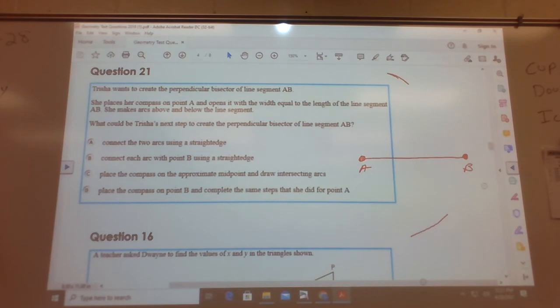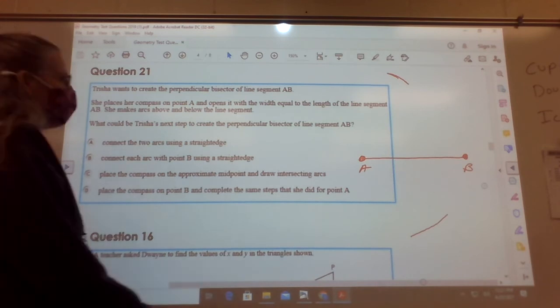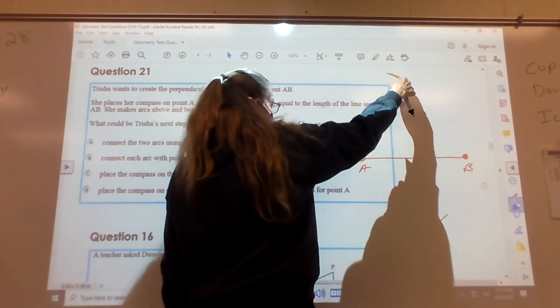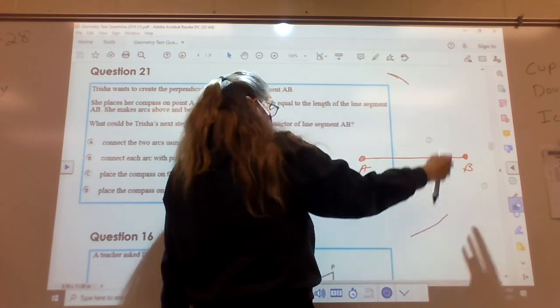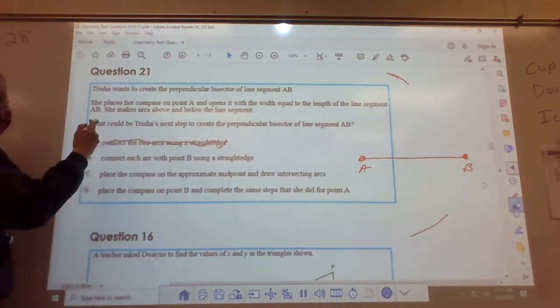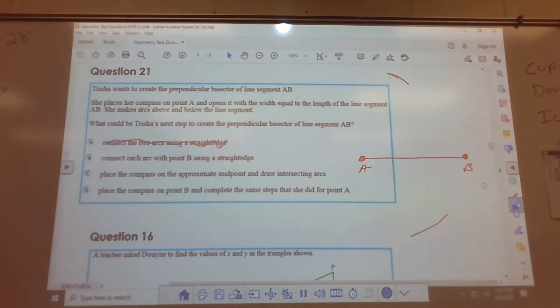Connect the two arcs using a straight edge. When it says to connect the two arcs, I don't really know where I would connect this, because it's an arc. It's not like I've got a point there. I don't have a point here. It's just an arc, so I can't really do that because I don't know where I would connect. So that one doesn't make sense.